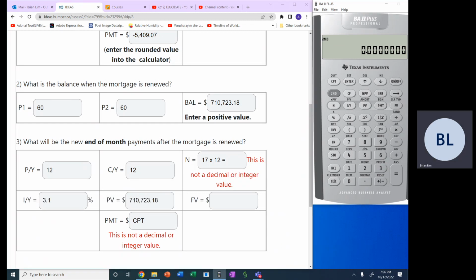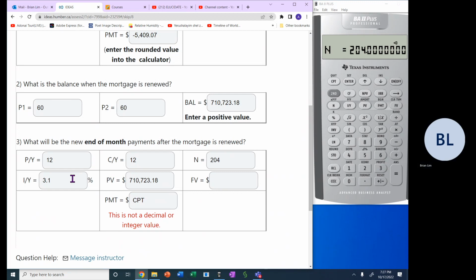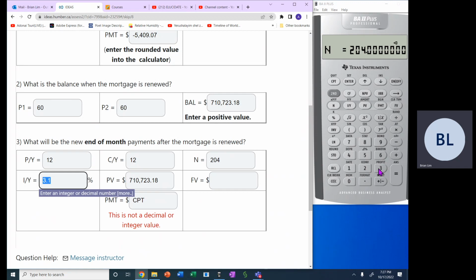Okay, so let's enter those values and see what we get. All right, so PY is still 12, which it is there, and CY is still 12. So we are at the same place. Now we have 17 years. So we go 17, we go second, N. So this number here should be 204. And with that, we can delete the rest of the information in there. And we got rid of the red lettered message. Now, IY has changed to 3.1. So let's go 3.1, and that is IY.